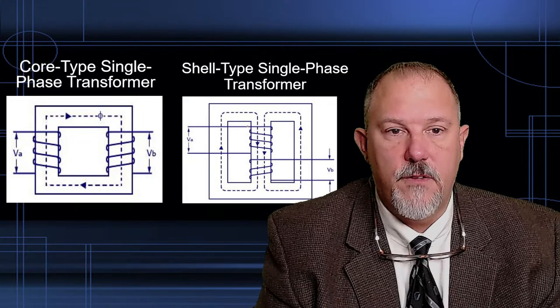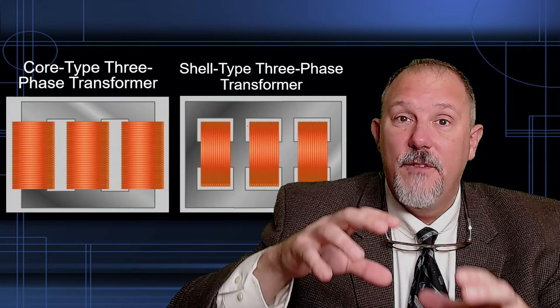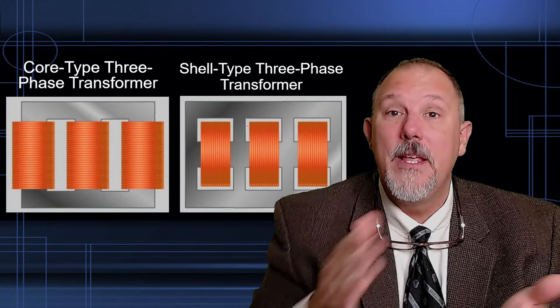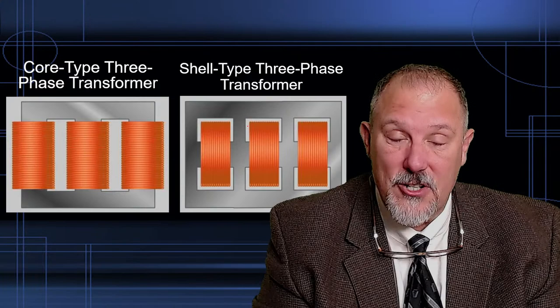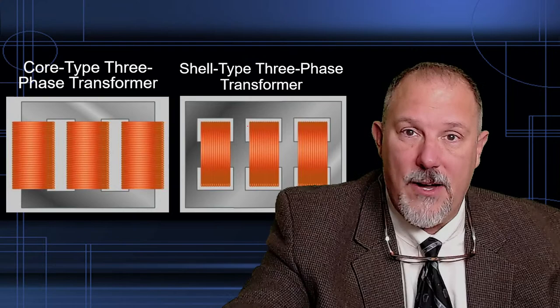Then you have a three-phase transformer. Now, three-phase transformers, remember, I have three separate circuits providing a voltage. So I have phase A, B, and C. Those are three separate circuits separated by 120 degrees. Ends up being 360 degrees. They're out of phase with each other. And basically, I have a transformer where I can connect phase A, B, and C together and deliver power to a power distribution system.